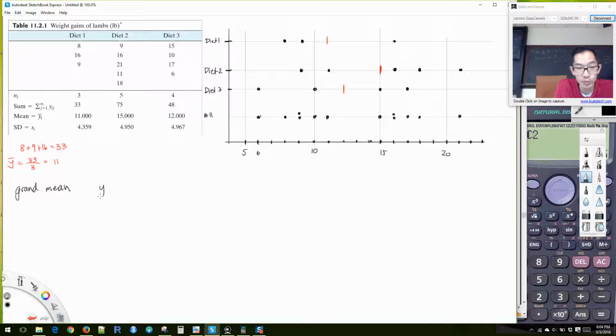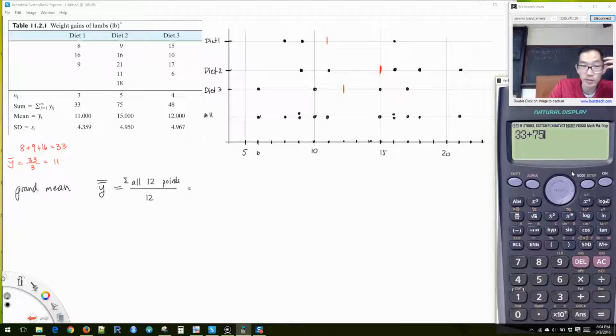And the grand mean, we have this concept of the grand mean, which we indicate with y double bar. The grand mean would be if I took all of these, how many points do I have? 12 data points, added them up, and divided by 12. So this would be all 12 points together divided by 12. I would have to add all of these up, and the table has created these sums for me. I would get 33 plus 75 plus 48 divided by 12. I would get an average of 13.